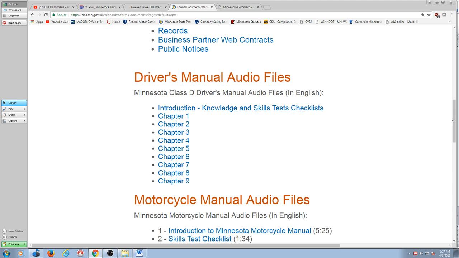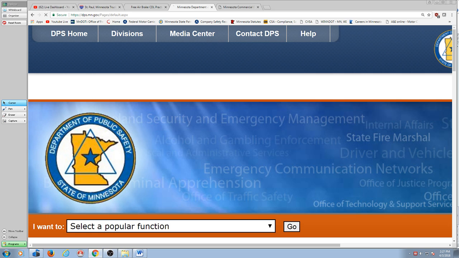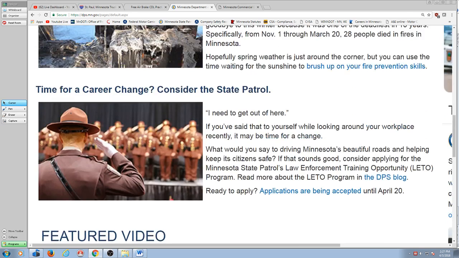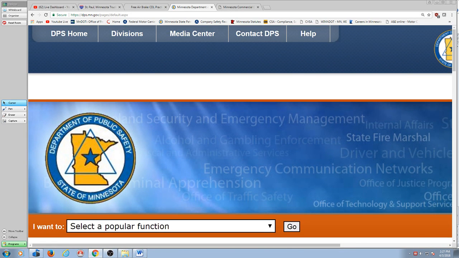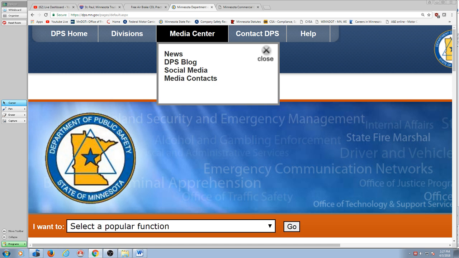Yep, here we are. So it's just go to DPS.mn.gov. If you go home, it should look something like this, right? All the what's new and junk like that. And then you should be able to go to, I want to say it's actually Media Center, maybe.